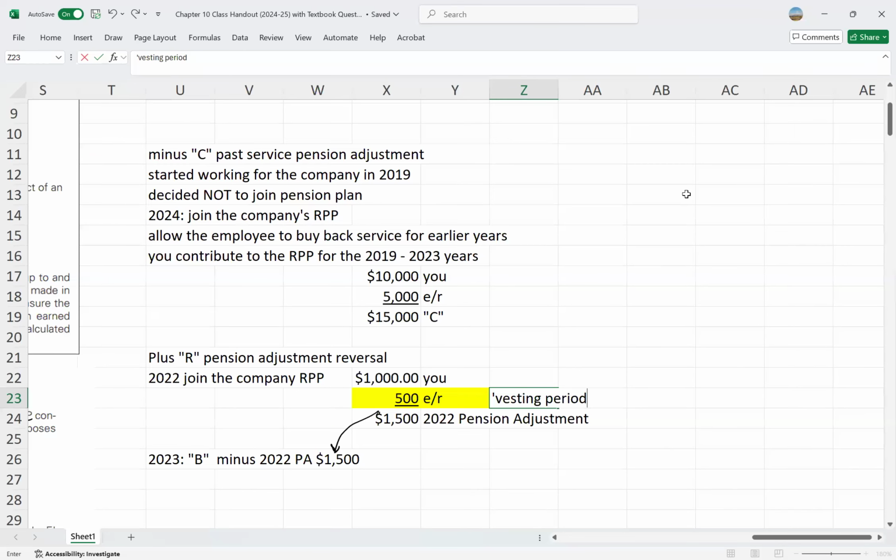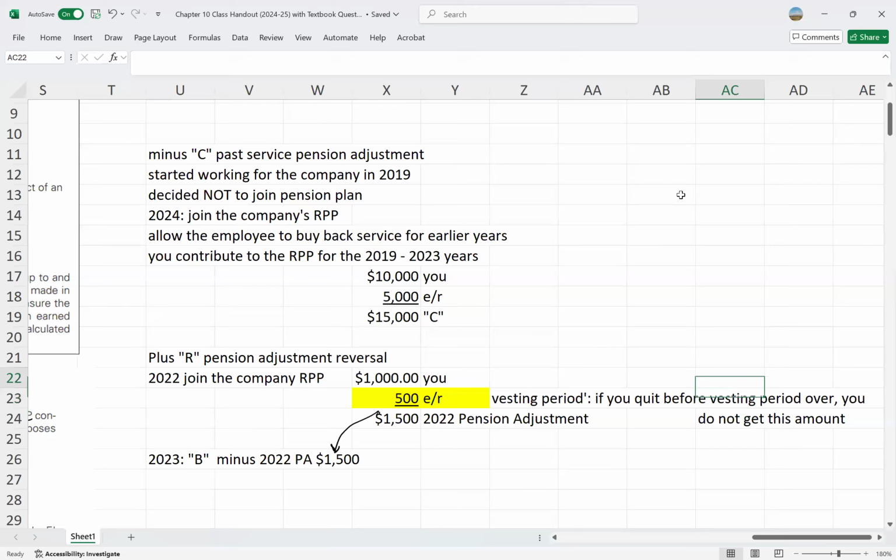And it changes from employer to employer. But basically what that means is that if you quit before the vesting period is over, you do not get this amount. The 1,000 is yours. Even if you quit, you take your contributions with you.